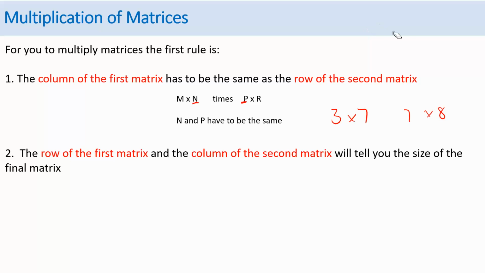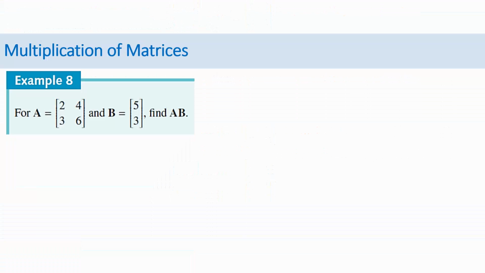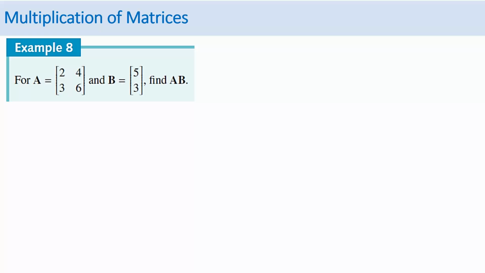I'm going to try to highlight it to remind you, and you're going to try to remember row 1, column 1, row 2, column 2. Those kinds of things are going to be important to understand. Yeah? All right, here we go. Let's do an example.